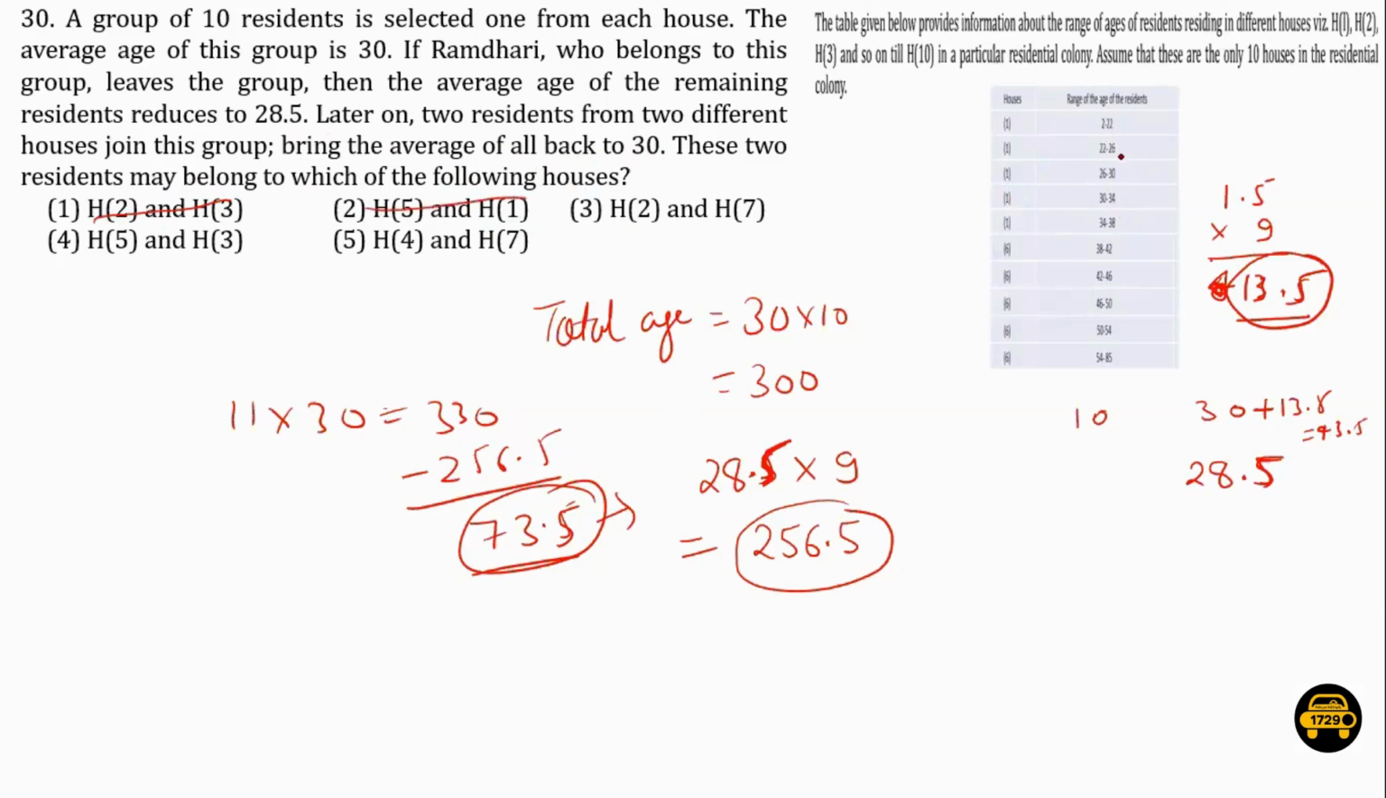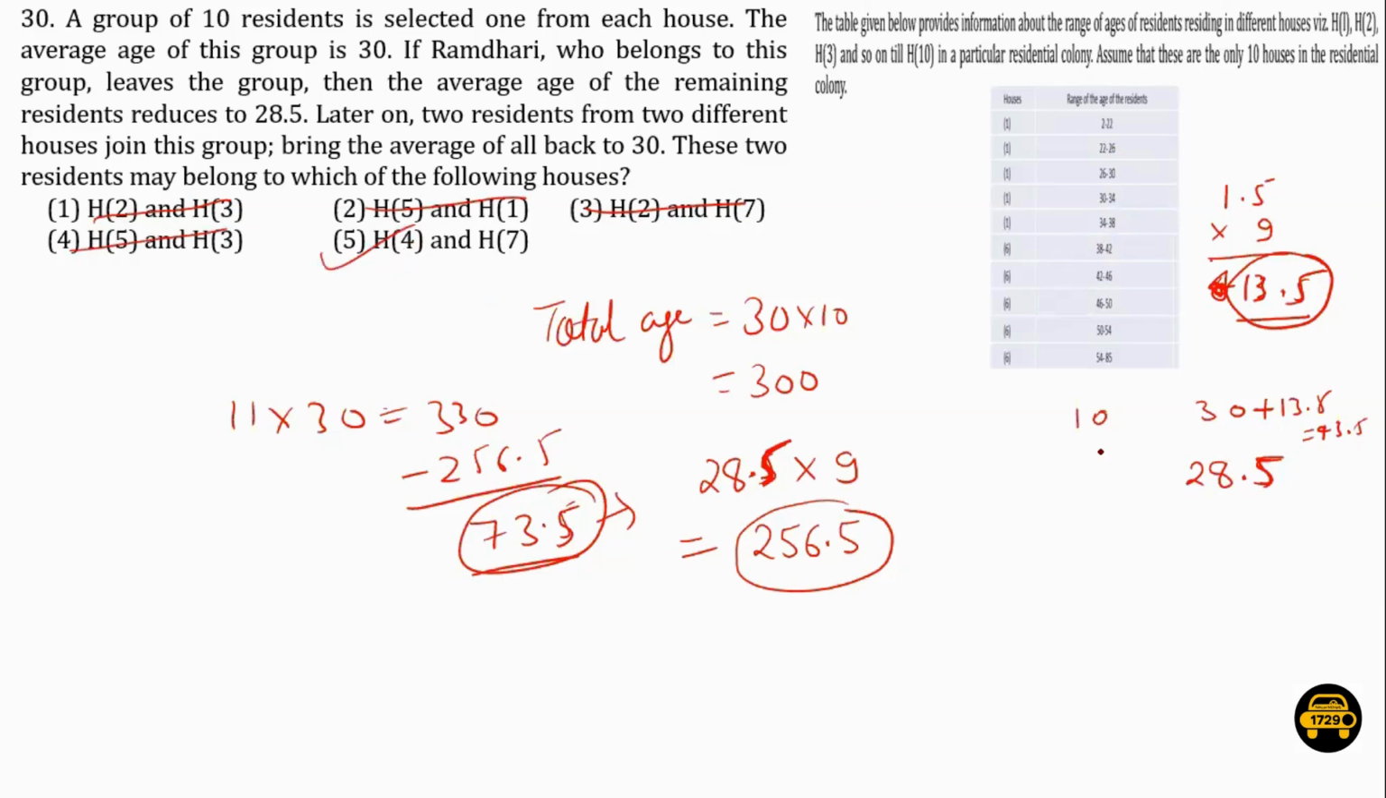H2 and H7, so 26 and 46, that is coming out to 72. Again, this is also eliminated. H5 and H3. So 30 plus 38 is 68. This is also eliminated. So of course, this is the answer and we can check it.